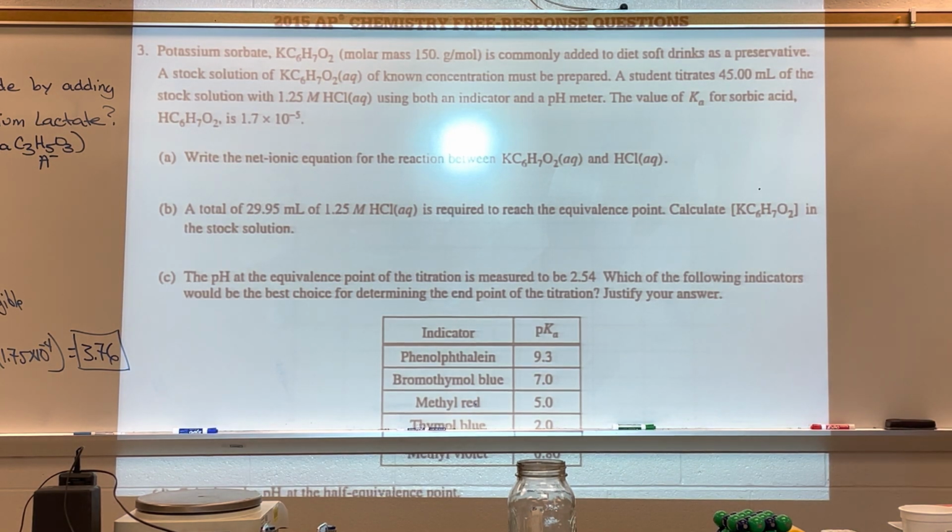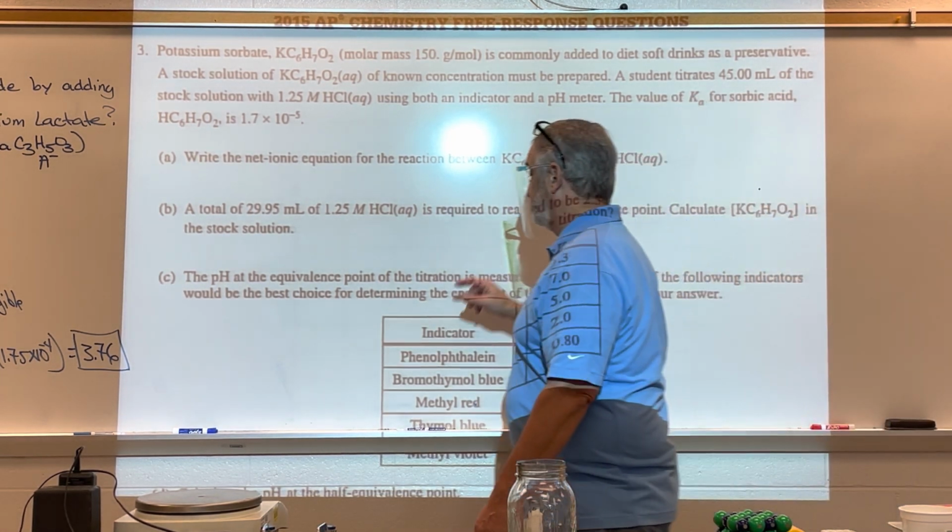Potassium sorbate, commonly added to diet soft drinks as a preservative. A stock solution of known concentration must be prepared. A student titrates 45 milliliters of the stock solution with HCl. Okay? So what's being put into it? Write the net ionic equation of this and this.